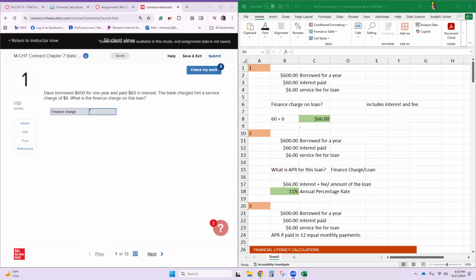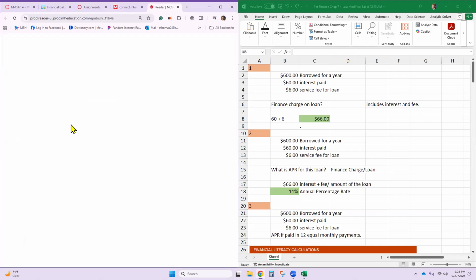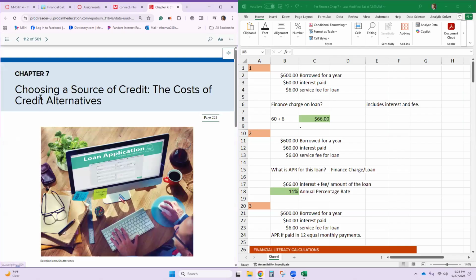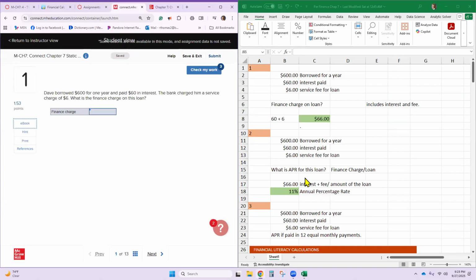Okay, so we are looking at Chapter 7. Chapter 7 is various credit alternatives. We can go to the ebook real quick just to double check the name of Chapter 7, Choosing a Source of Credit, the cost of credit alternatives. So if you need credit, there are different alternatives to consider.